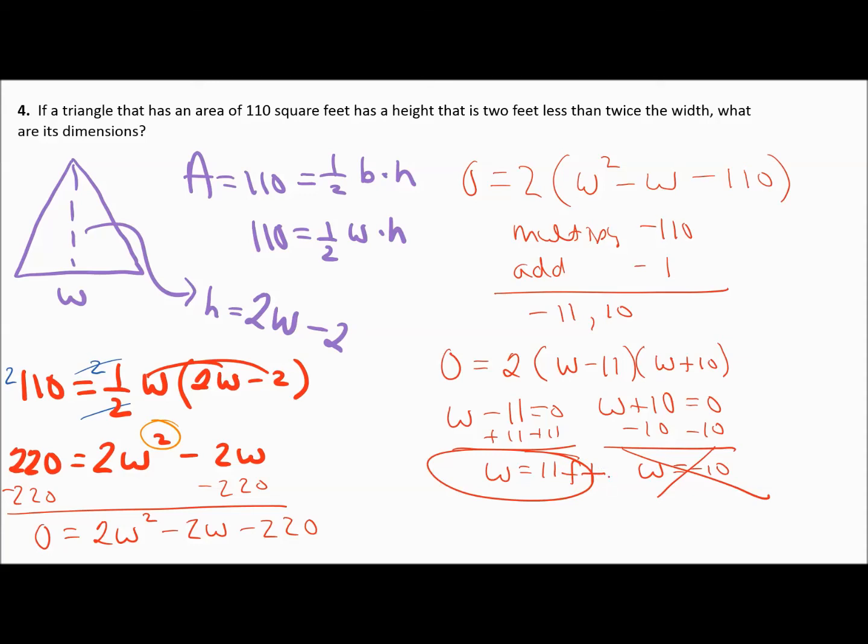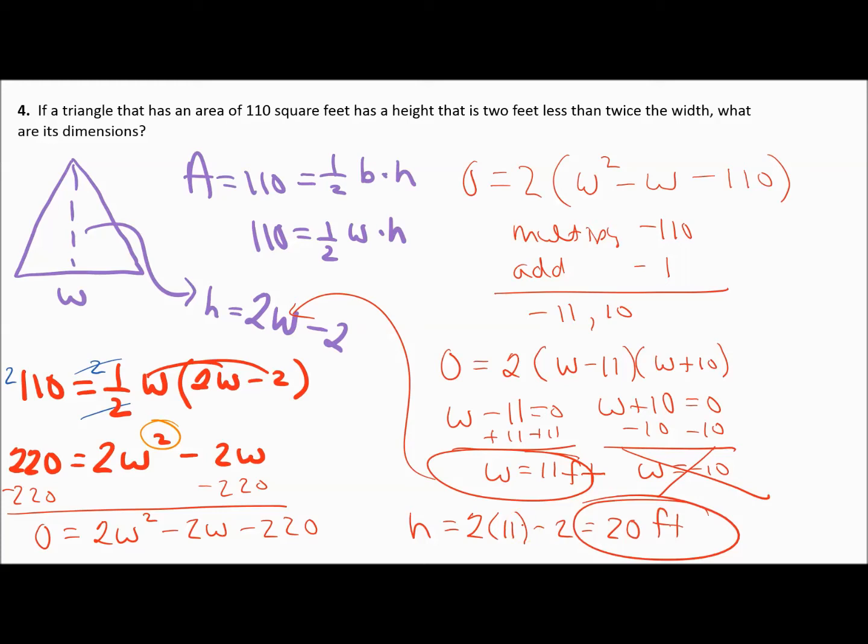And then to find the height, we would plug that 11 back in to 2 times 11 minus 2, which is 22 minus 2, which is 20 feet. So in sentence form, I would say the width of my triangle is 11 feet and the height of the triangle is 20 feet.